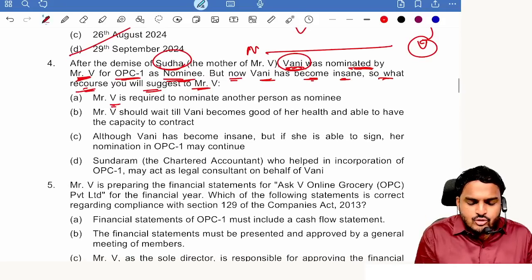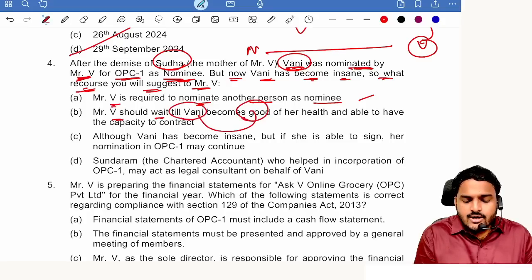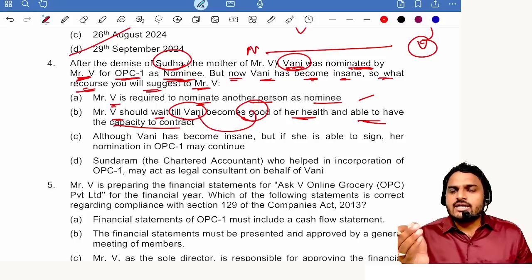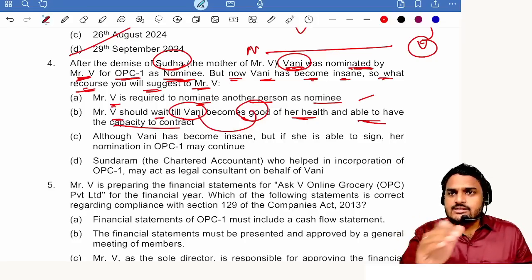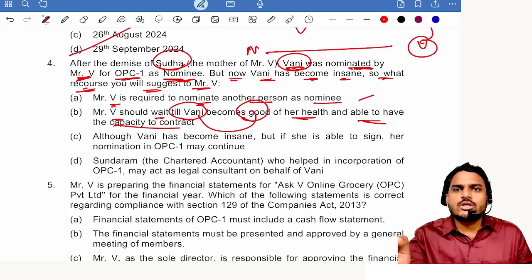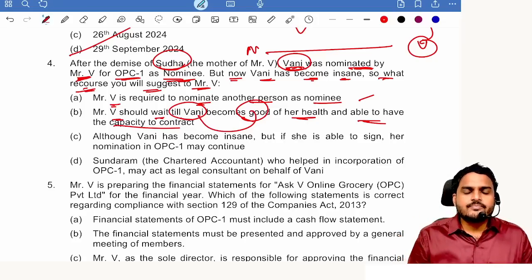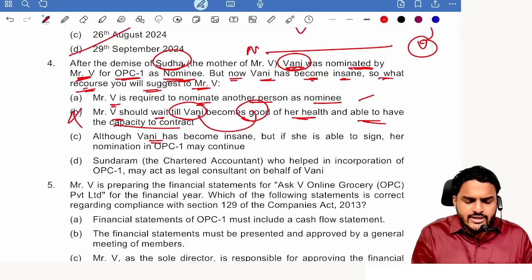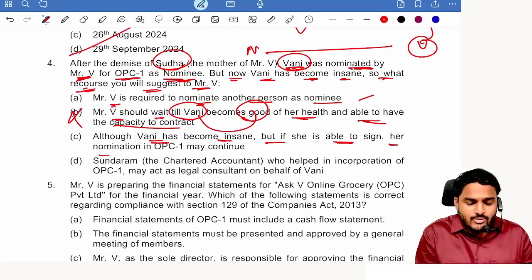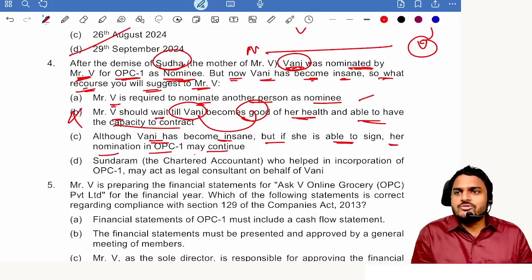Mr. V is required to nominate another person as nominee. Correct? Mr. V should wait till Vani becomes good for her health and able to have capacity to contract. Within 30 days of vacancy should be filled. Communication within 15 days. Within 15 days of vacancy should be filled. Within 30 days, communication with ROC should also be done. B, wrong option. Although Vani has become insane, but if she is able to sign her nomination in OPC 1, she may continue.